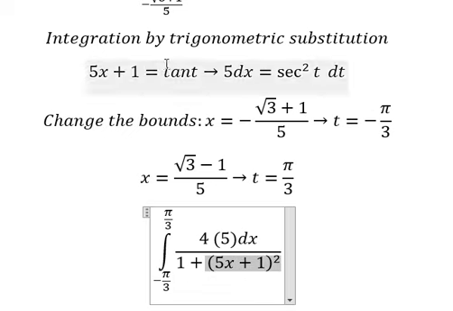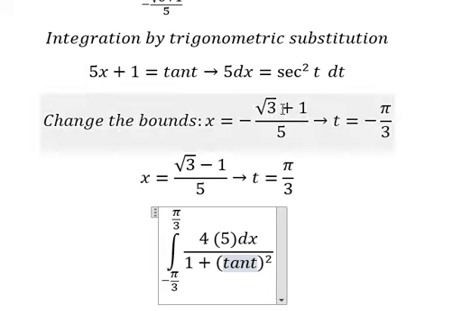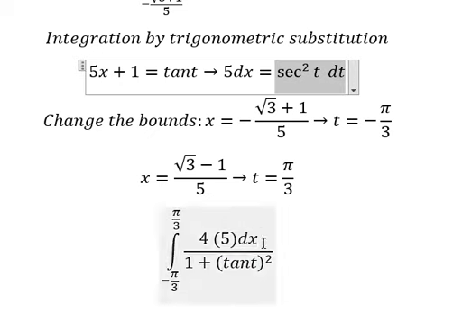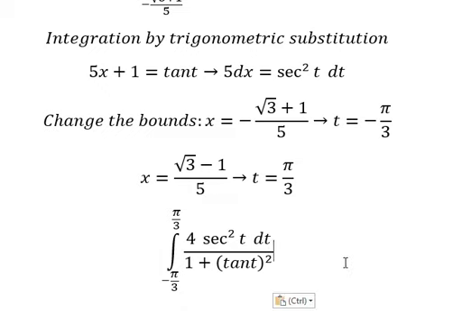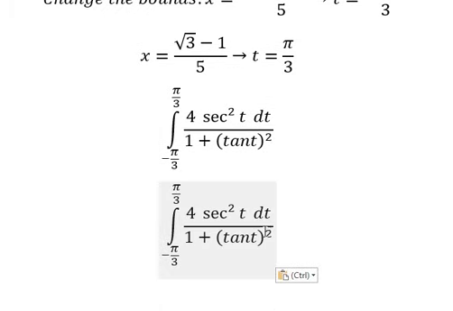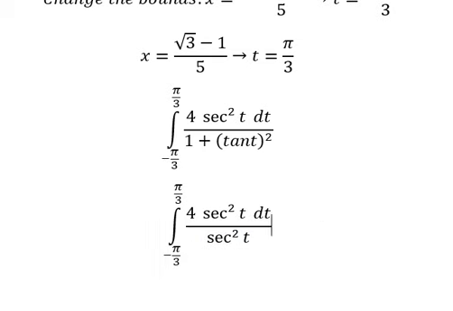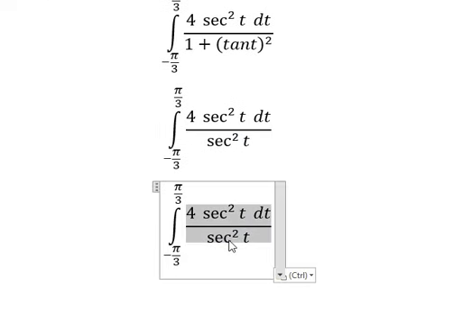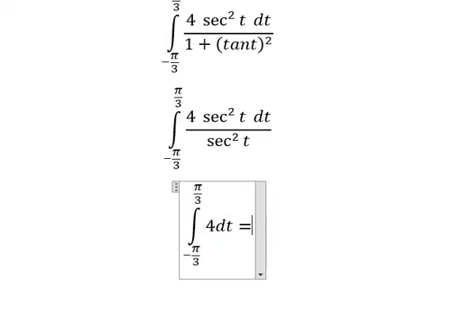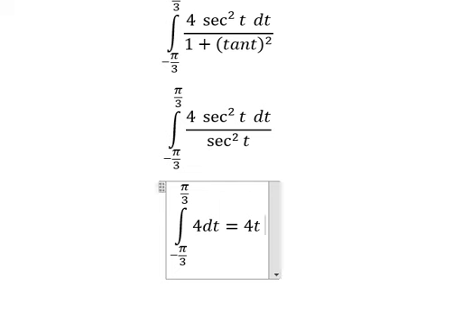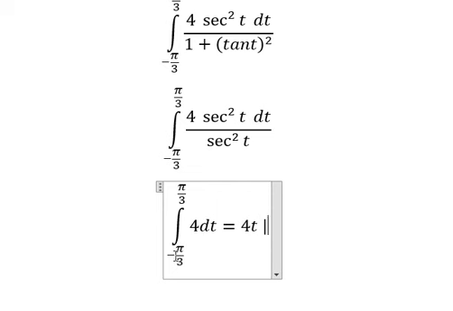This one is tan t. 5 ds is this one. So this one we have secant squared t, and now we can simplify. So we have 4 dt. The integration of this one, we have 4t, and we put the bounds from negative pi over 3 to pi over 3. So we have the final answer.